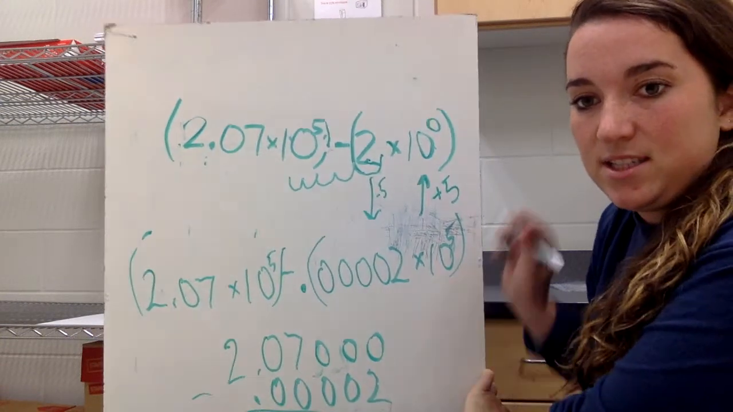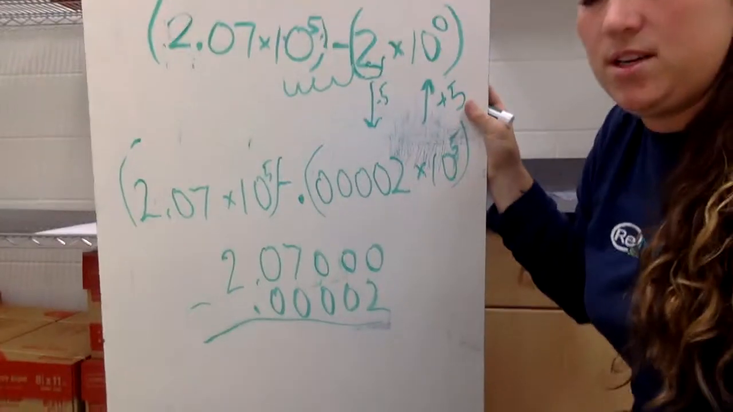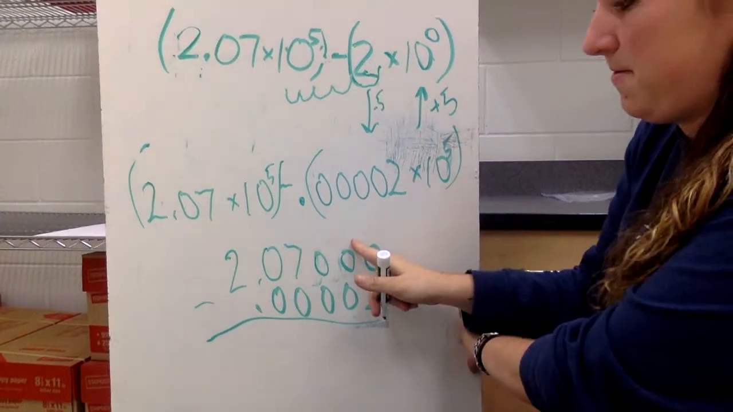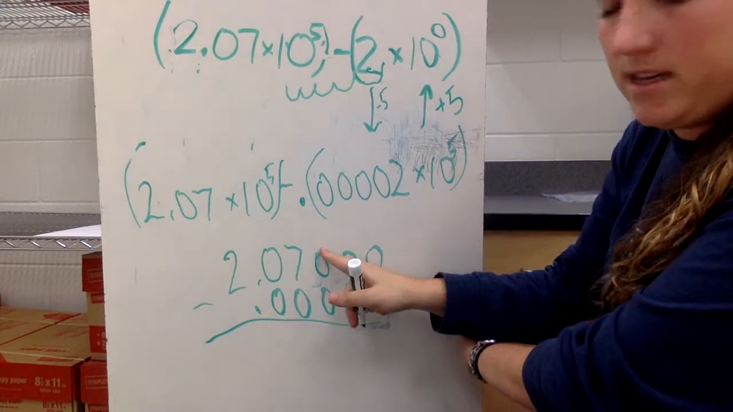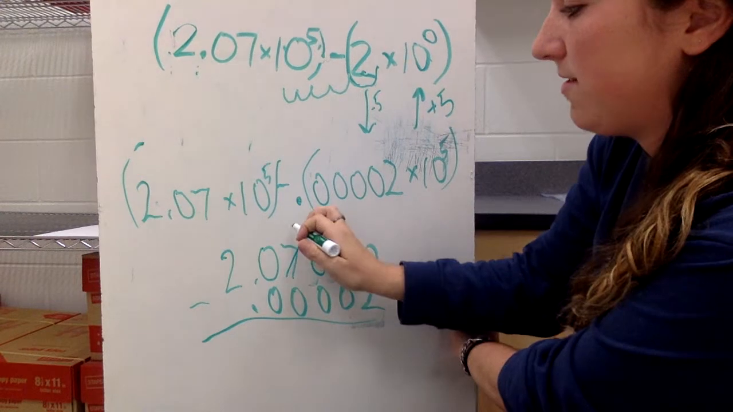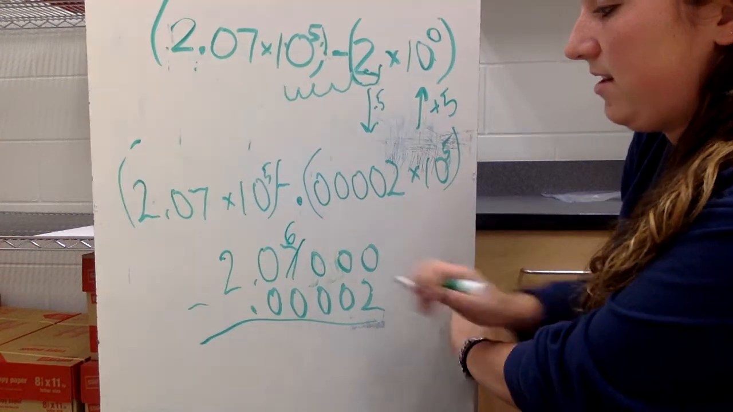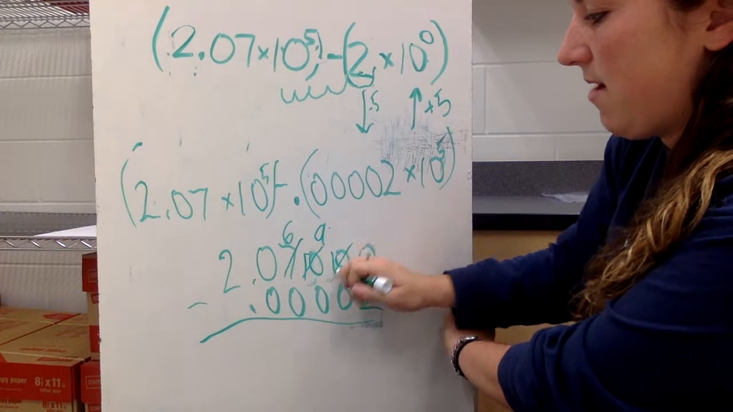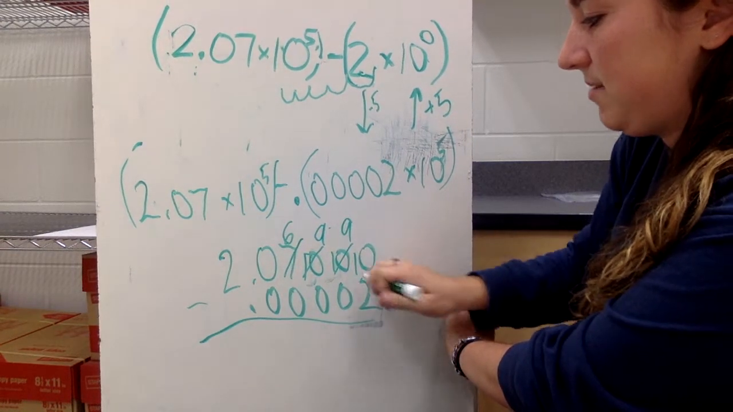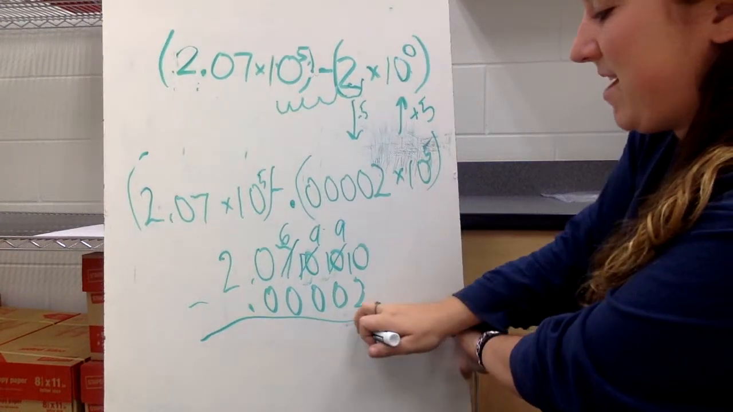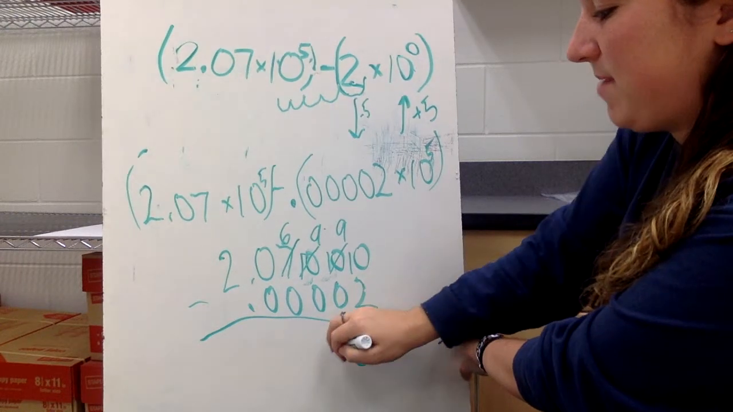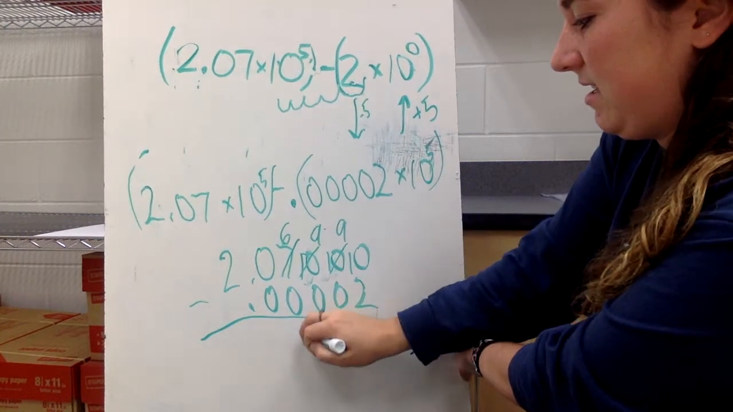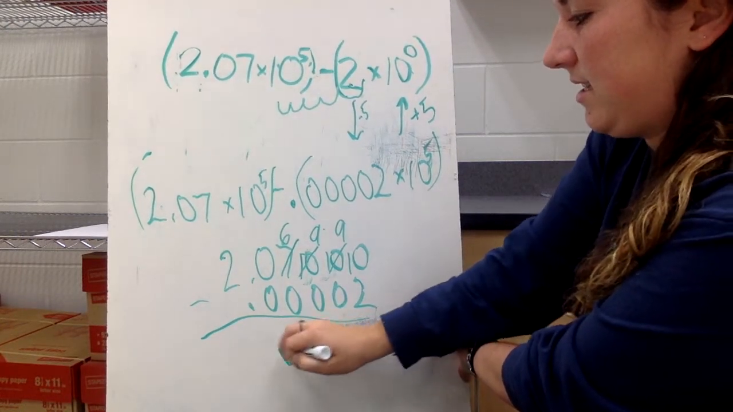I need to subtract 0 minus 2. Can I do that? No, so I need to borrow. Can I borrow from the 0? Nope. Can I borrow from this 0? Nope. So I need to go all the way over to this 7. And then just pass that 1 all the way down so that this becomes 10. Now I have 10 minus 2. 8, 9 minus 0 is 9. 6, 0.